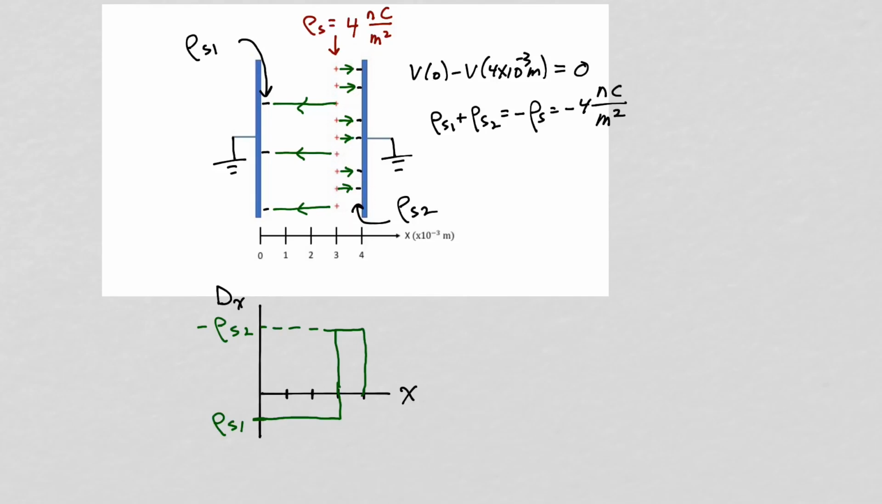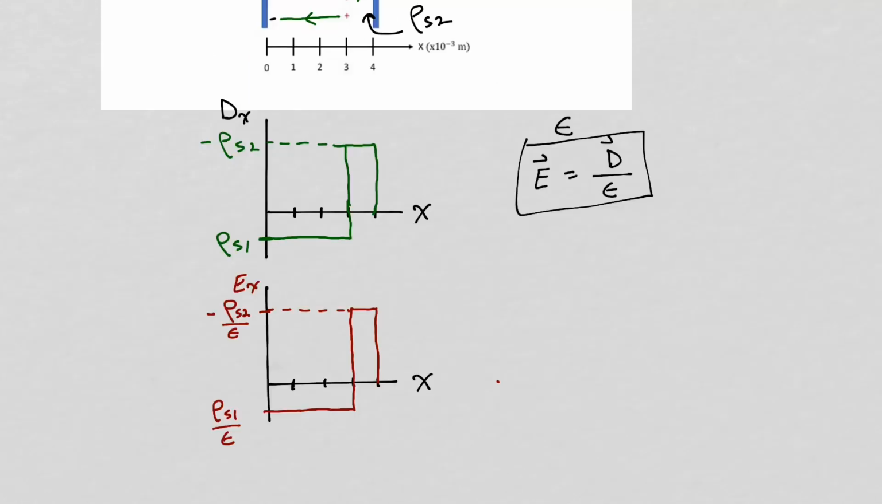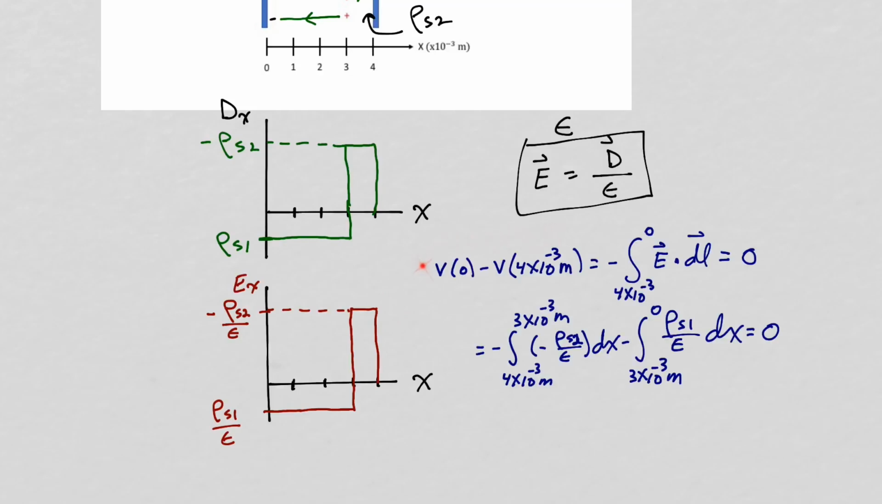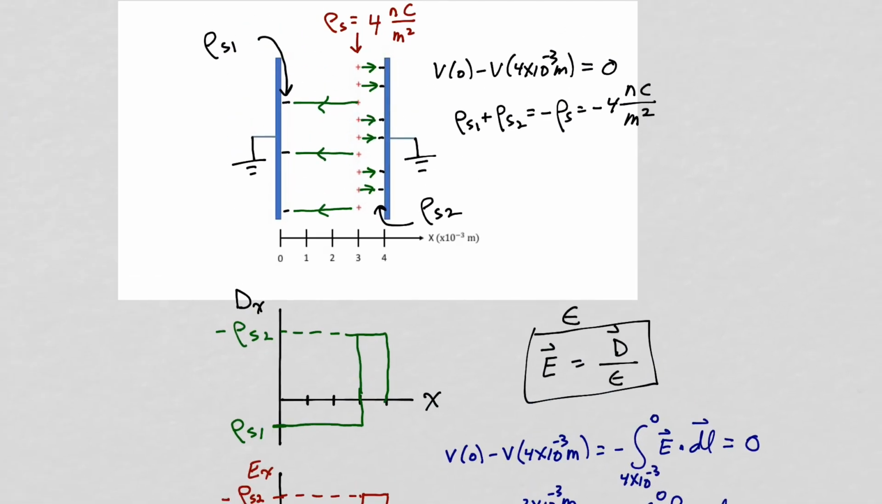So assuming a uniform dielectric of permittivity epsilon, the electric field intensity inside the capacitor can be found from the electric flux density field by dividing the electric flux density field by the permittivity. So here we have the corresponding electric field intensity inside the capacitor. So the voltage drop across the capacitor, which is 0 volts, can be obtained by integrating the electric field intensity from one side of the capacitor to the other.